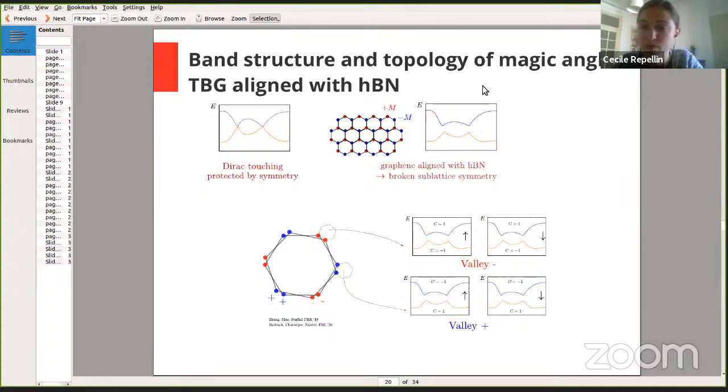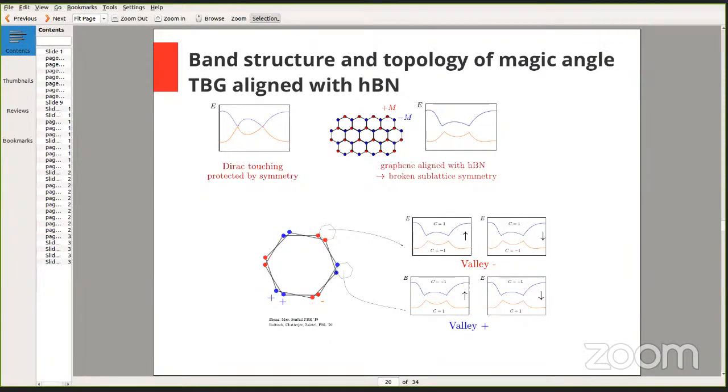So for example, filling 1 is the largest filling I can have where if I fully fill the band that has spin up and valley plus, then I will have a filling 1. So if I stick to the terminology of 4, then there are 1/4, 2/4, 3/4, and 4/4.